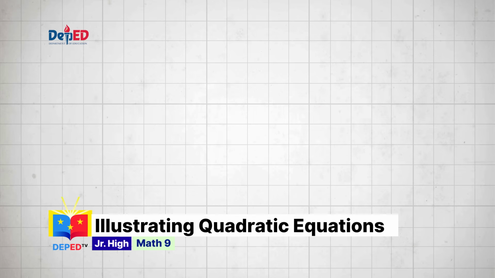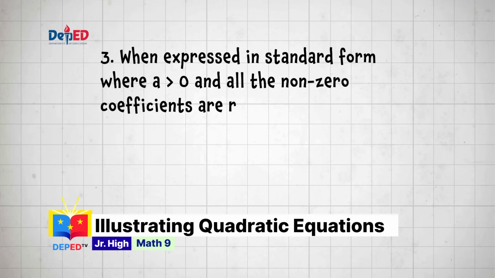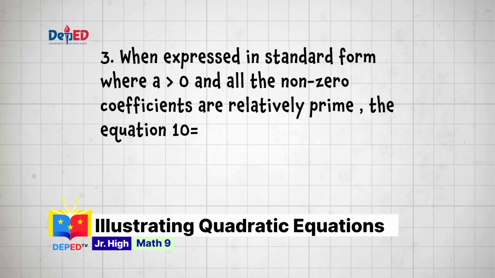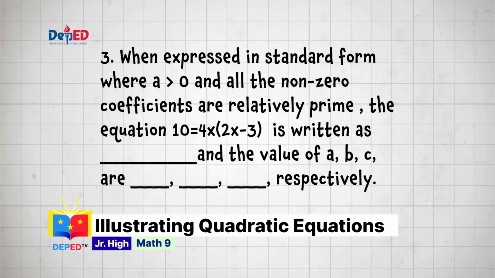Third statement. When expressed in standard form, where a is positive and all the non-zero coefficients are relatively prime, the equation 10 equals 4x multiplied by the binomial 2x minus 3 is written as blank, and the values of a, b, and c are blank, blank, and blank respectively. Answer: 4x squared minus 6x minus 5 equals 0. A is 4, B is -6, and C is -5.